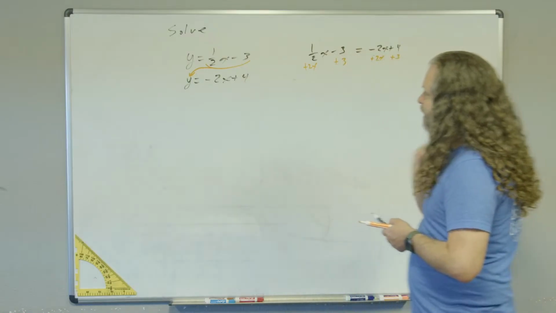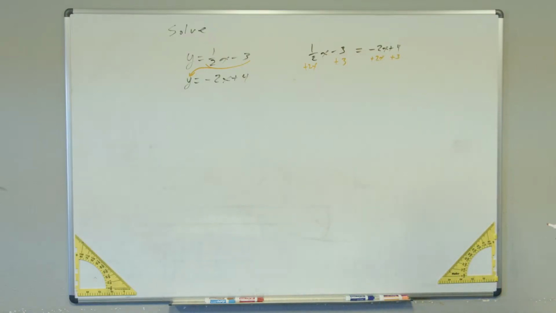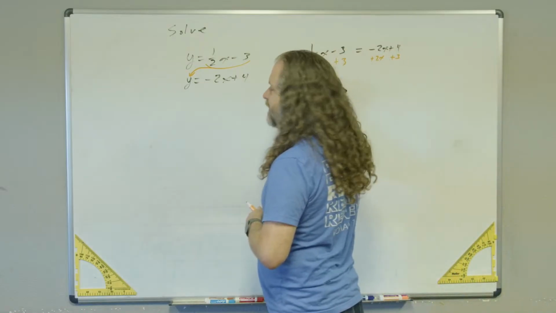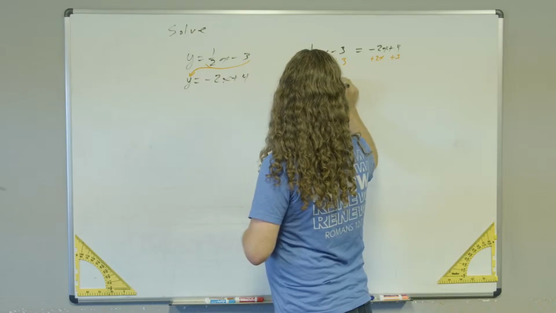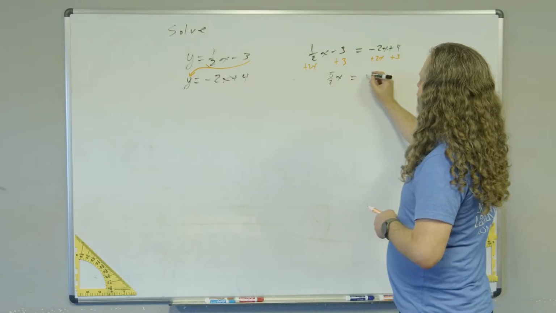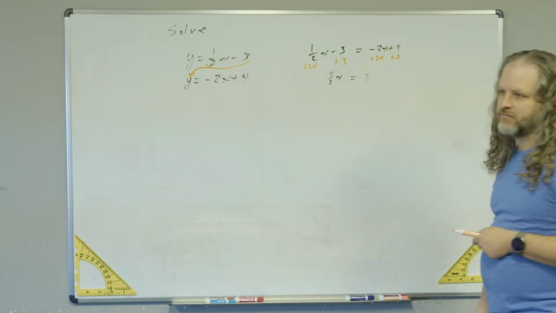It's 1/2 x plus 2x. 2 and 1/2, I'm gonna write that as 5/2 because it's gonna be easier to deal with later, right? 5/2 x equals 4 plus 3 is 7. Now what?